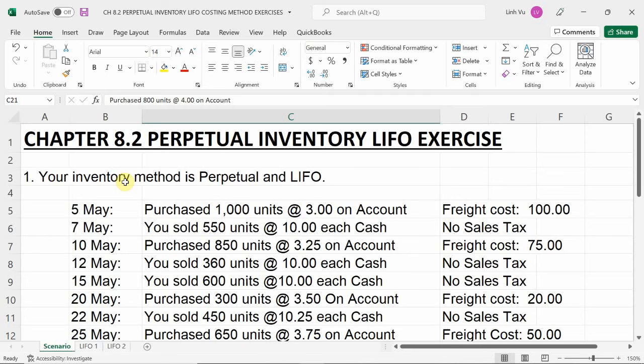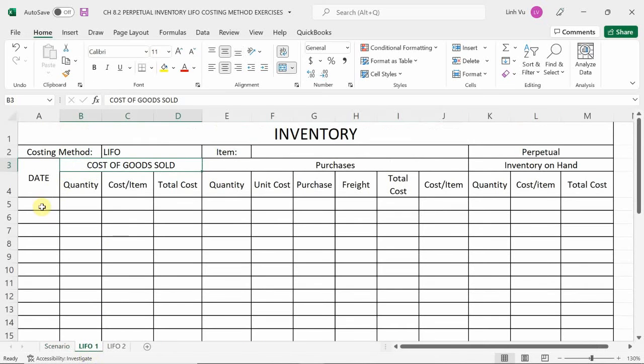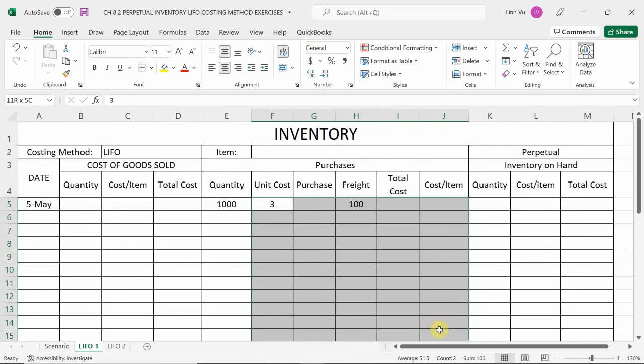May 5th, we purchased 1,000 units at $3 each with a freight of 100, okay? So, LIFO, our first problem here, right? It is May 5th. We're going to skip over our cost of goods sold section because we didn't sell anything yet. We end up purchasing 1,000 units at $3 each with a freight of 100. So here, what is my total purchase price?